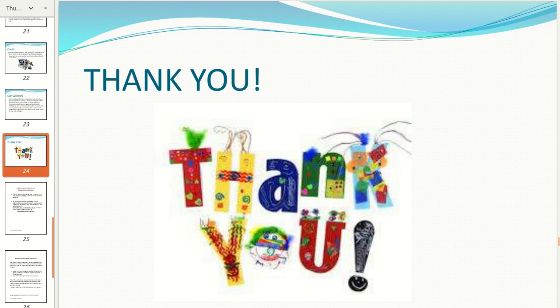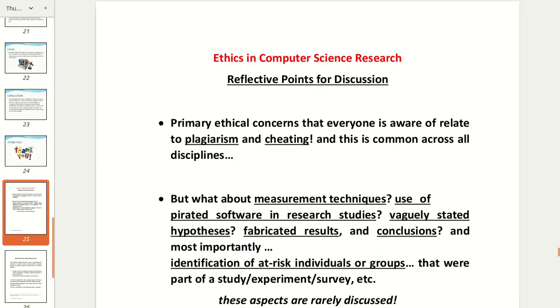Now moving on to the second part of this particular session, and this is purely about ethics in computer science research. Some of the reflective points that I have jotted down for discussion are whether the primary ethical concerns that everyone is aware of, such as plagiarism and cheating, which are common across all disciplines and which we know actually exist. But how do we actually measure it?